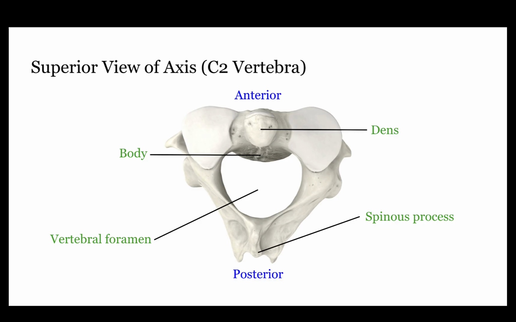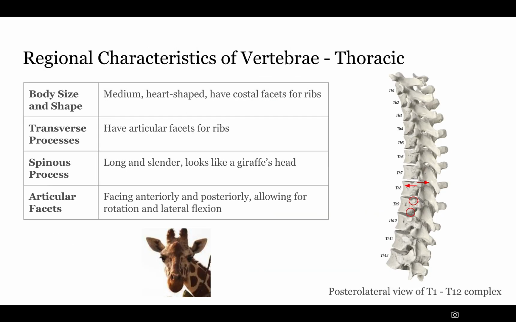Now let's take a look at some of the regional characteristics of the thoracic vertebrae. As we move down the vertebral column, the vertebrae typically become larger and larger. The thoracic vertebrae are medium-sized to be exact. The bodies are heart-shaped, and they also have costal facets for the ribs. We can see this circled in red in the image on the right, which shows a posterolateral view of the thoracic vertebrae. The transverse processes also have articular facets for the ribs.